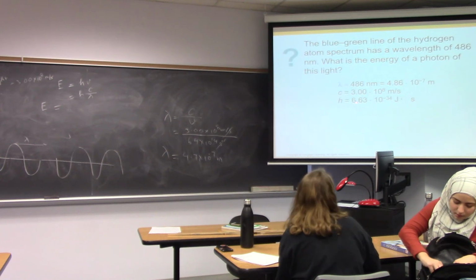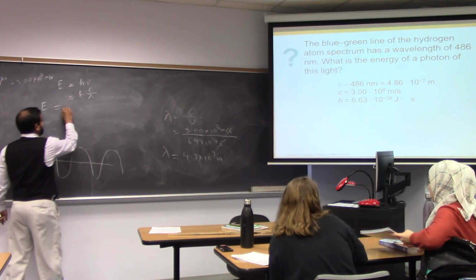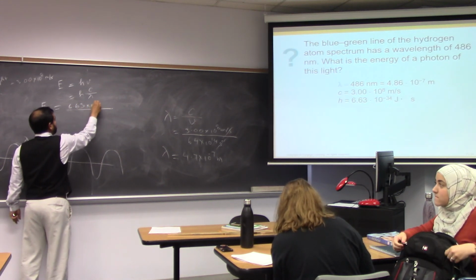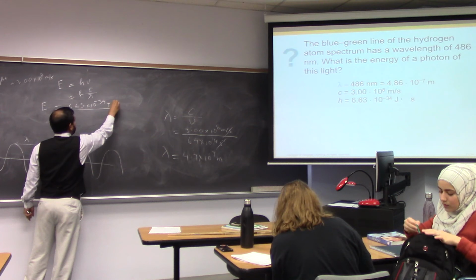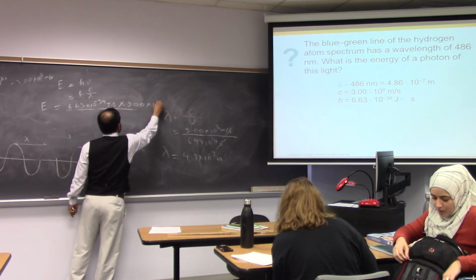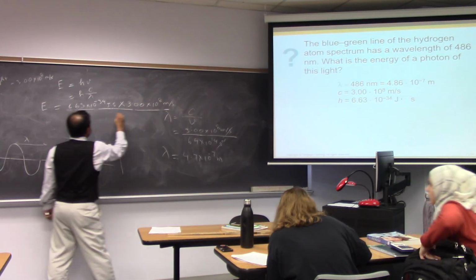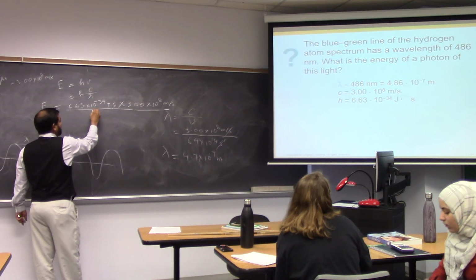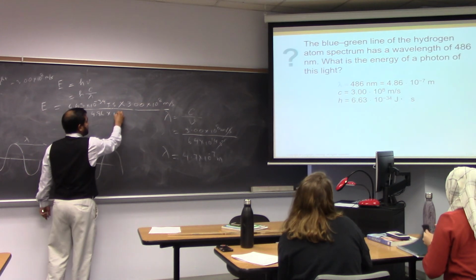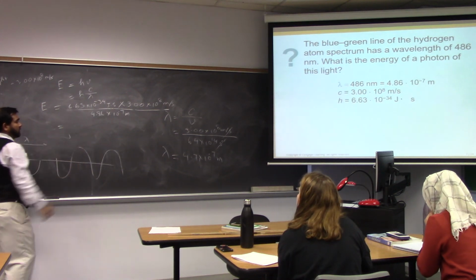So h value is constant, 6.63 times 10 to negative 34 joule second, times 3.00 times 10 to 8 meters per second, over lambda. So lambda is 4.86 times 10 to negative 7 meter. Calculate that.